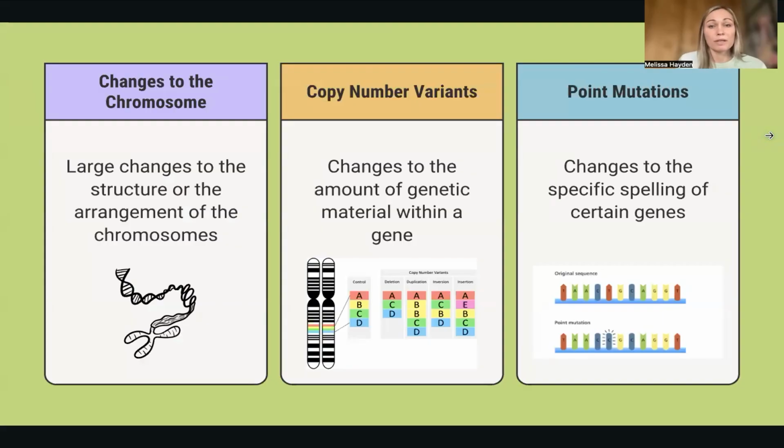Changes to the chromosome can involve large alterations in the structure or arrangement of chromosomes, known as chromosomal changes. Copy number variants refer to the changes in the amount of genetic material within a gene, while point mutations are small changes to the DNA sequence, affecting the specific spelling of a gene. These variations can lead to different traits or health conditions depending on the nature and location of the change.